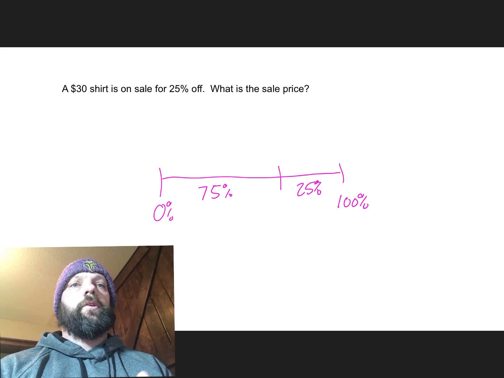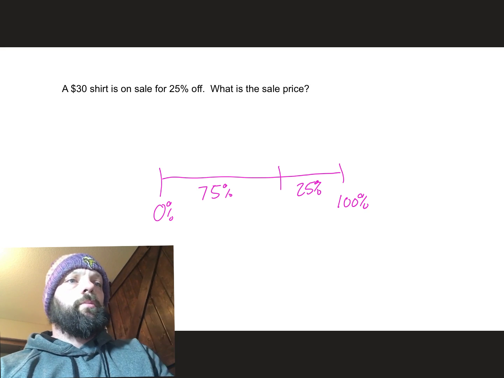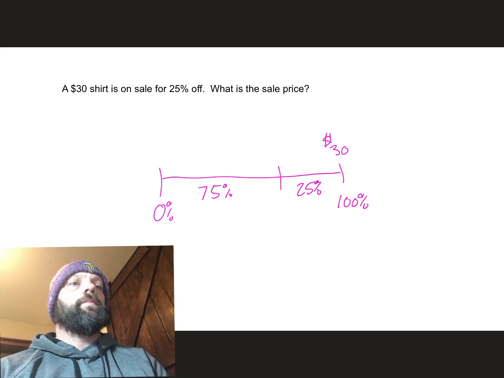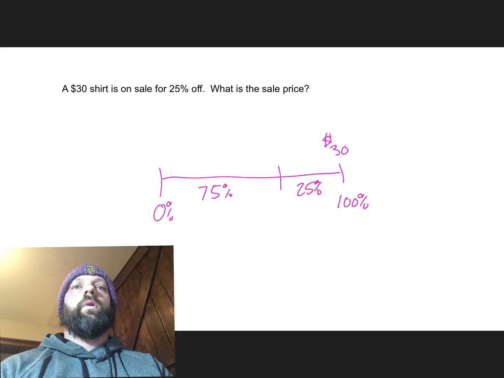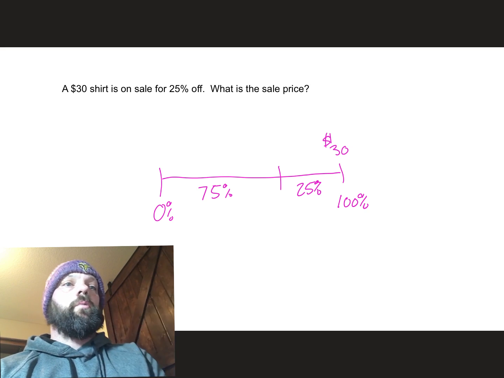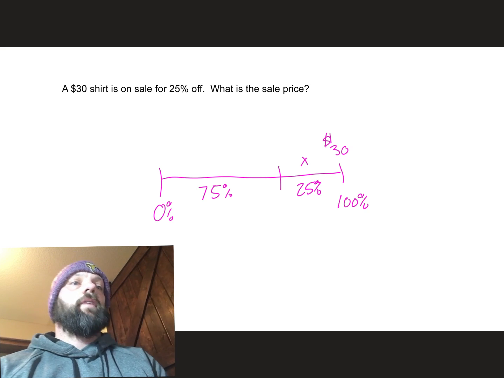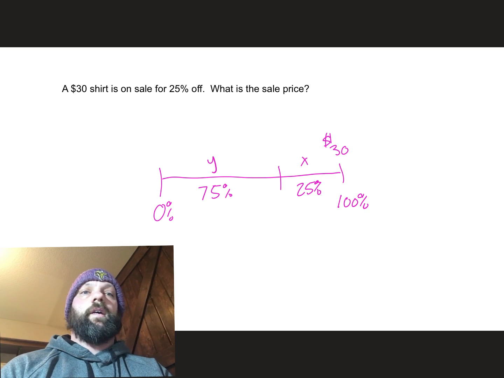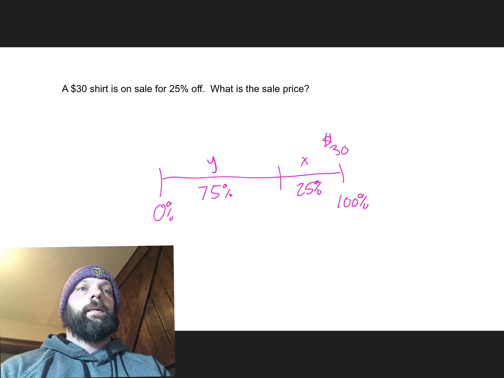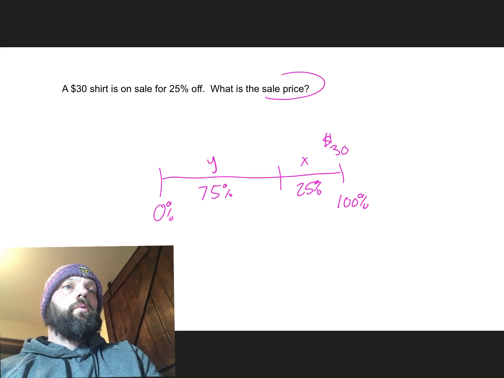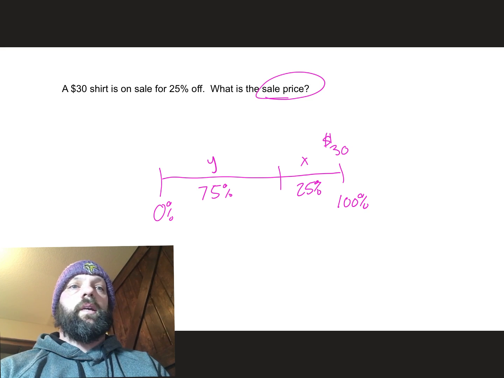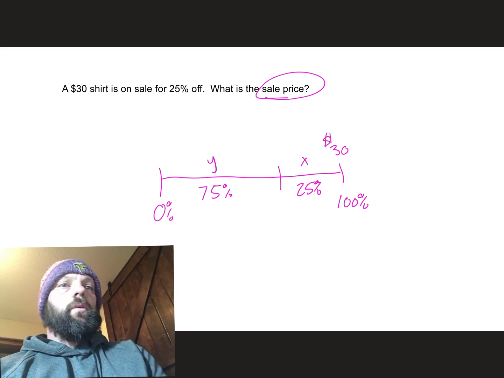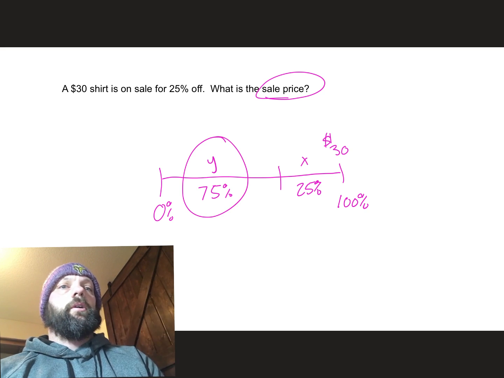Okay, so when we're looking at that, we're thinking about which part we are looking for. The $30 shirt, that was my original price. So 30 is going to go above the 100. Now are we looking for this value above the 25%, or the Y value above the 75%? In this question, it's asking what is the sale price. So when we look at what the sale price is, we are really looking at this part here.